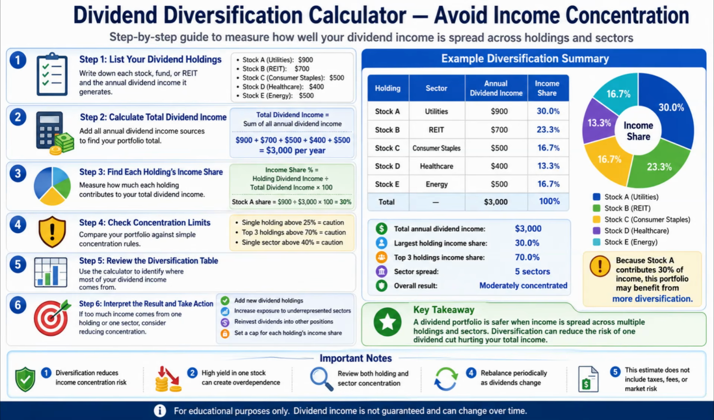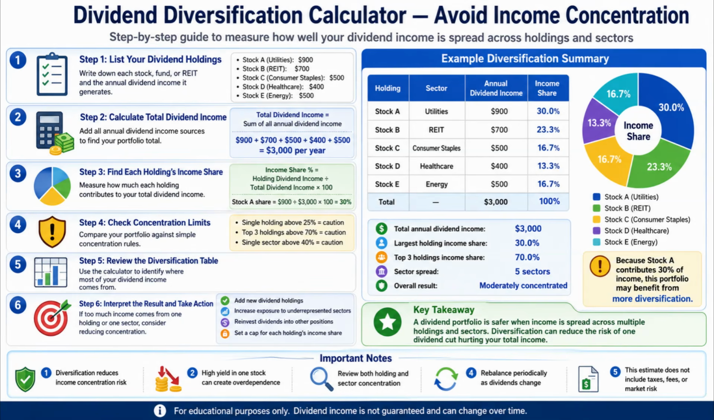Furthermore, the summary shows that total annual dividend income is $3,000. The largest holding income share is 30%, and the top 3 holdings income share is 70%. The portfolio is spread across 5 sectors, so the overall result is moderately concentrated.